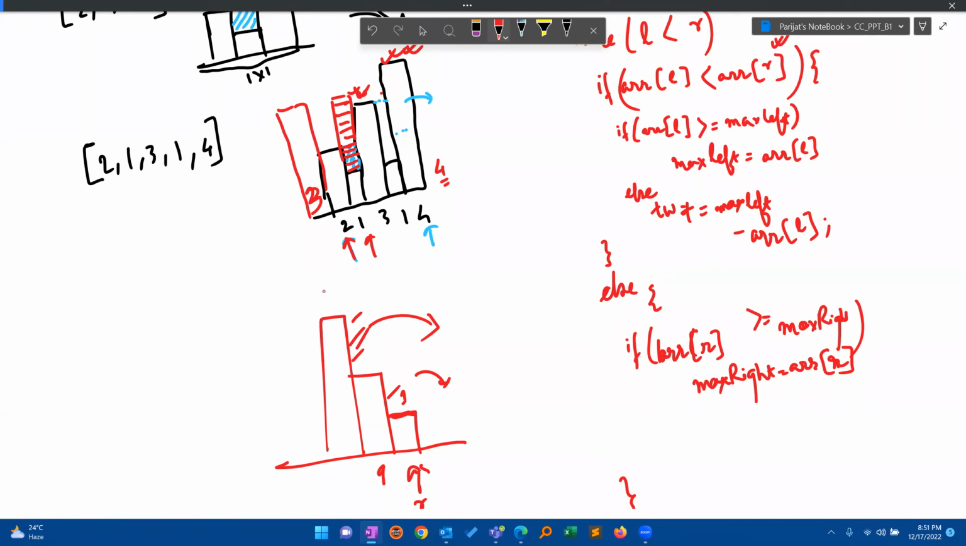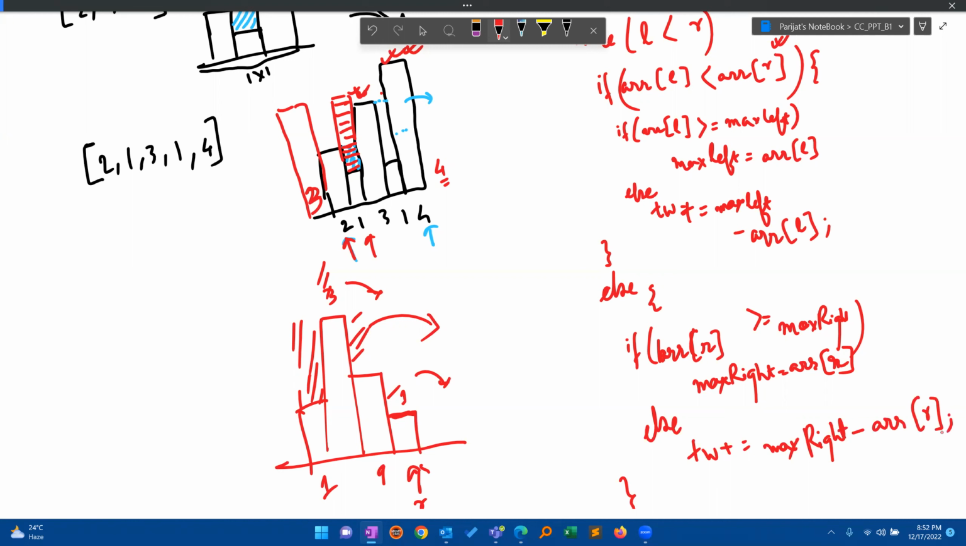Then max right is 3. Will you add any water here on top of it? No, right? Because the water will overflow. Then you get something less. Say you get 1 again. You will add water here because this is less than max, right? So you will add water. So in the else part, you will say that total water will be plus equal to whatever the max height is on the right minus the current height.